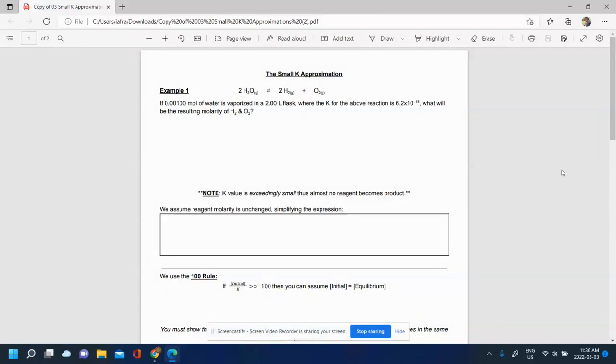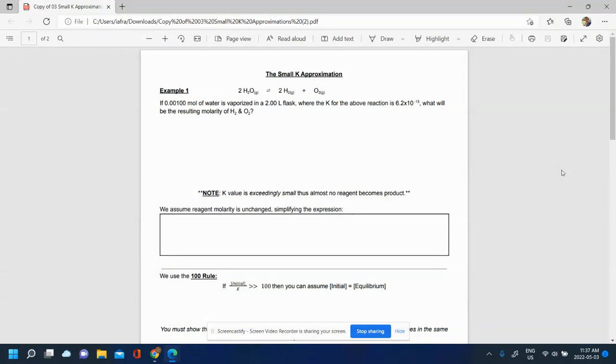In this video, we're going to take a look at the Small K Approximation. It's a lovely tool that makes our lives a little bit easier when we're trying to figure out the equilibrium concentrations using ice tables. It's a nice way to let go of that quadratic formula, which can be a little bit annoying to write sometimes. So let's take a look at an example.